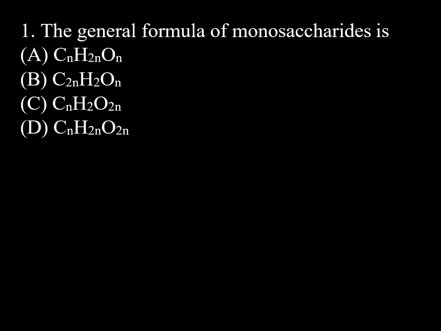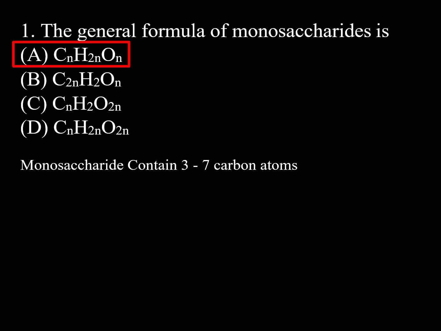The general formula of monosaccharide is: option A, CnH2nOn; option B, C2nH2On; option C, CnH2O2n; and option D, CnH2nO2n. So which one is the correct option? The correct option is A, CnH2nOn.